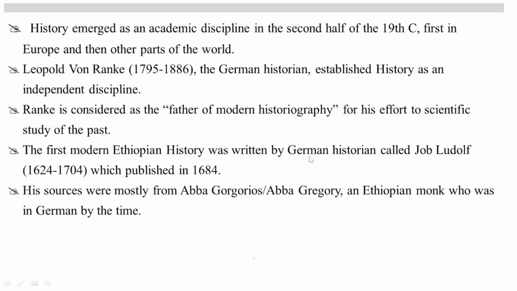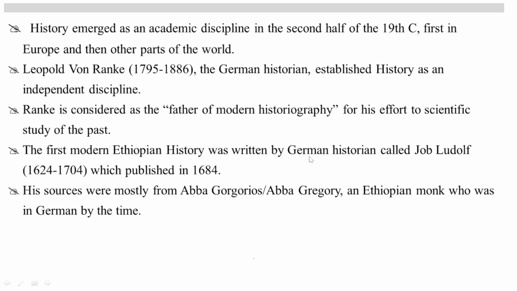First modern Ethiopian history was written by the German historian Job Ludolf. So the study of Ethiopian history started in Europe, around the end of the 17th century, by Job Ludolf. When he wrote, his sources were mostly from Abba Gorgos or Abba Gorigori, an Ethiopian monk who was in Germany at that time. He took from him and wrote the history of Ethiopia, the first modern history of Ethiopia, written by Job Ludolf.